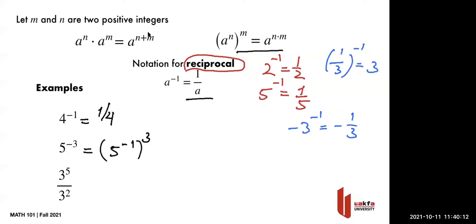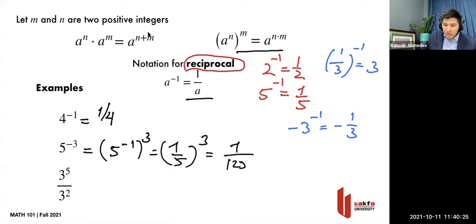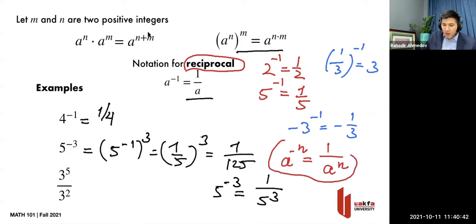Then you can just multiply their powers. Minus 1 times 3 is going to give you simply minus 3. And we know that 5 in the power of minus 1 is the reciprocal of 5, so now it's going to be 1 divided by 125. Which brings us to the new law that 5 in the power of minus 3 is nothing else than 1 divided by 5 in the power of 3. Or in general, a in the power of minus n is equal to 1 divided by a in the power of n. It's a very important formula. So just using this formula, I can calculate this power.